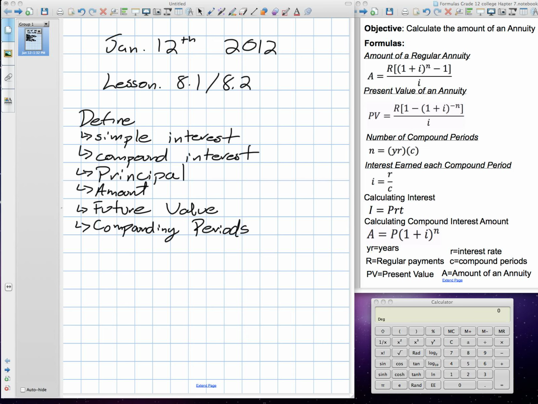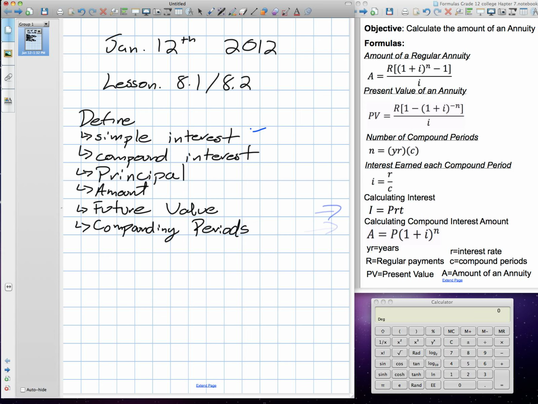Okay, today is January 12th, 2012. We're going to combine lesson 8.1 and 8.2. You guys have written down the definitions for many of these. We're going to talk about them and apply some of the formulas on the side here to these, so we know when to use which formula with which type of interest.